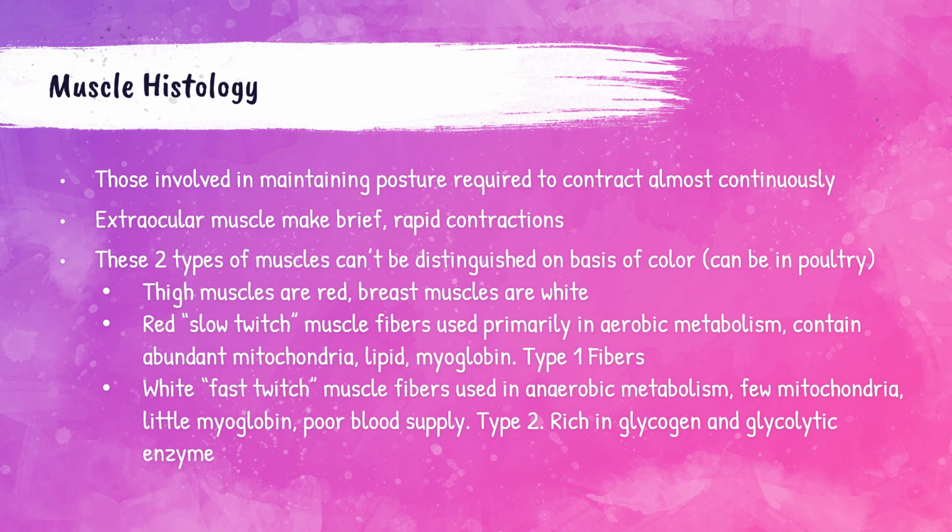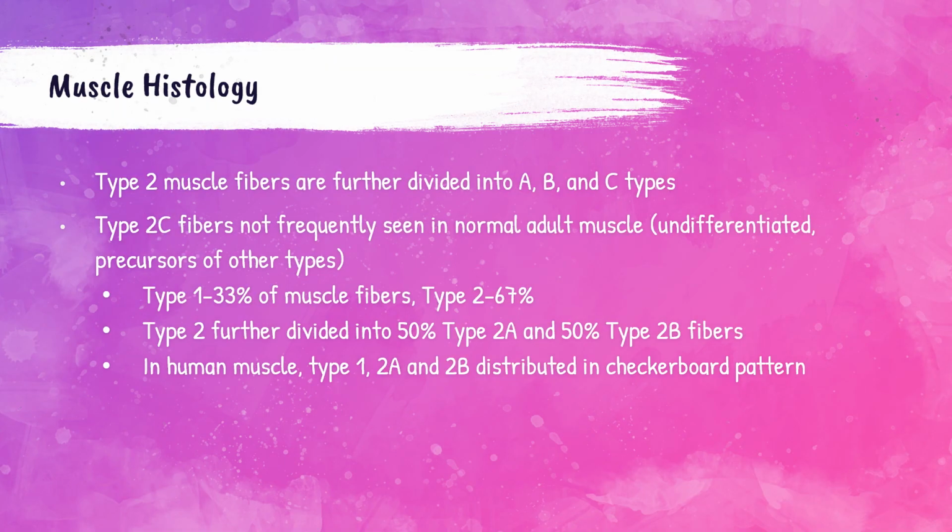Type 2 fibers are fast twitch white fibers and have anaerobic metabolism. They only have a few mitochondria, little myoglobin, and a pretty poor blood supply. These type 2 fibers are rich in glycogen and glycolytic enzymes and have a low resistance to fatigue. Now, type 2 muscle fibers are further divided into type A, B, and C types.